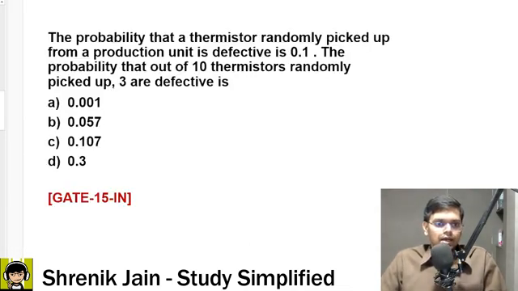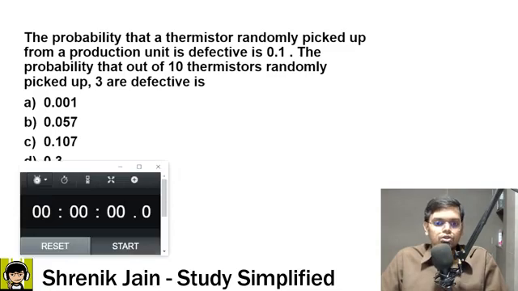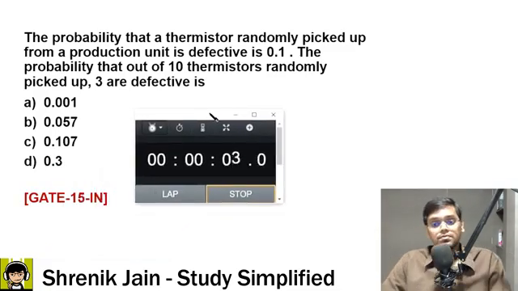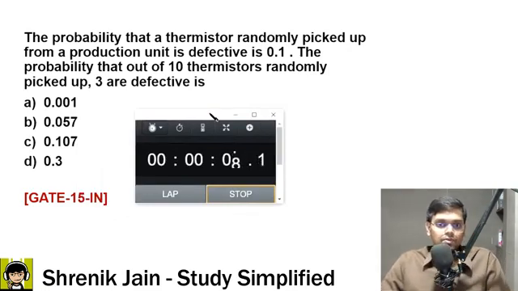So now try the next question. Next question in front of your screen. Try it out. Your time starts now. This is also one of the good questions because a lot of students make mistakes in this question. Let me see whether you will make a mistake or you won't make any mistake.